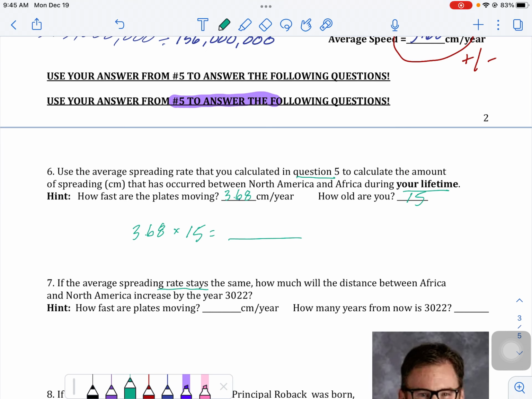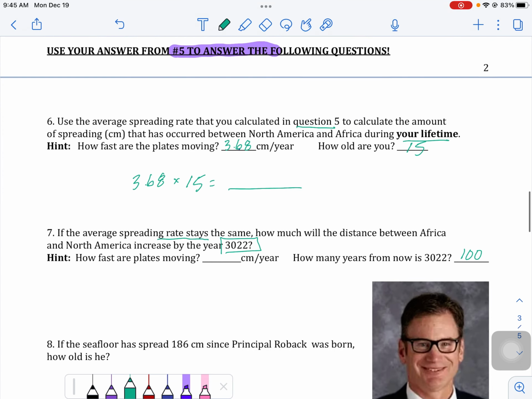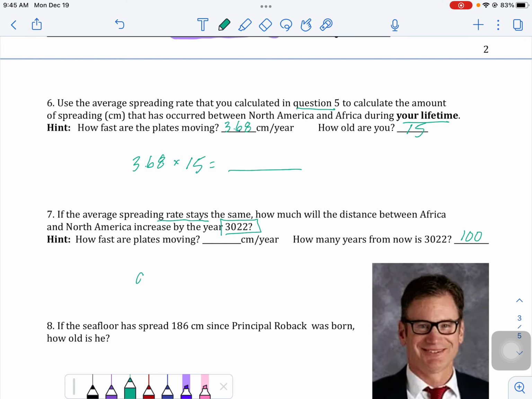And same thing down here for this one, number 7. I'm using that spreading rate. I want to know in the year 3022, how much would that spreading change? So in the next 100 years, what would that be? So same idea. I'm taking that average times how many years I want to know about to get my calculation.